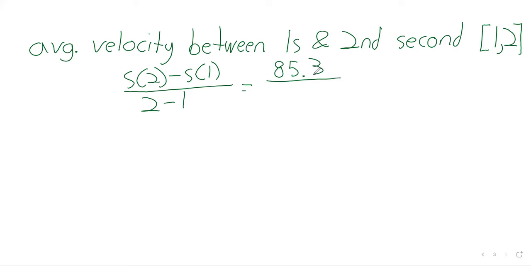And then the 2 minus 1 is easy. 2 minus 1 is 1. And we've got an average velocity. So this again, this is not what we were asked for. We were asked for the exact velocity after 1 second. Do you think this average velocity is telling us anything at all?